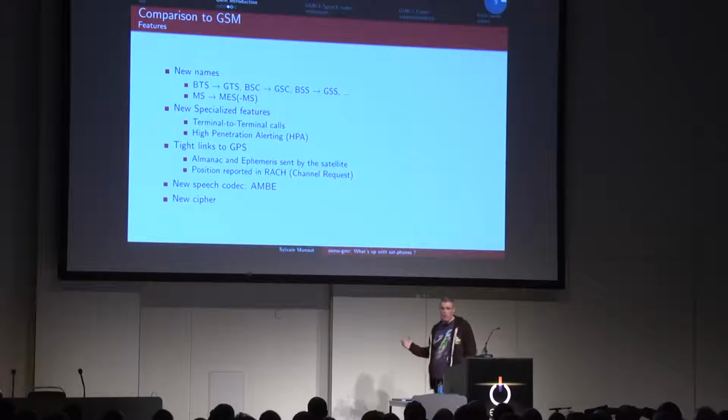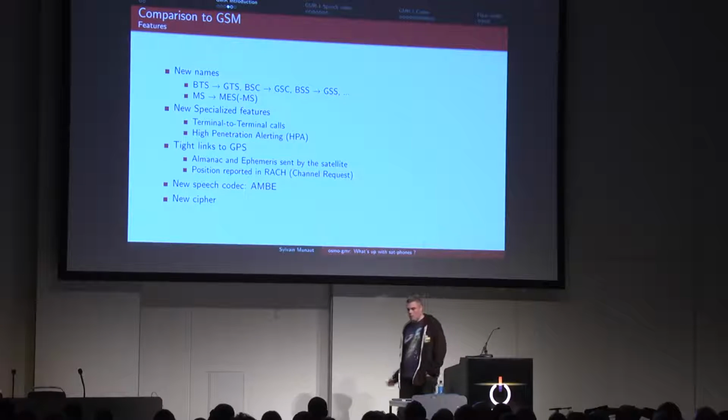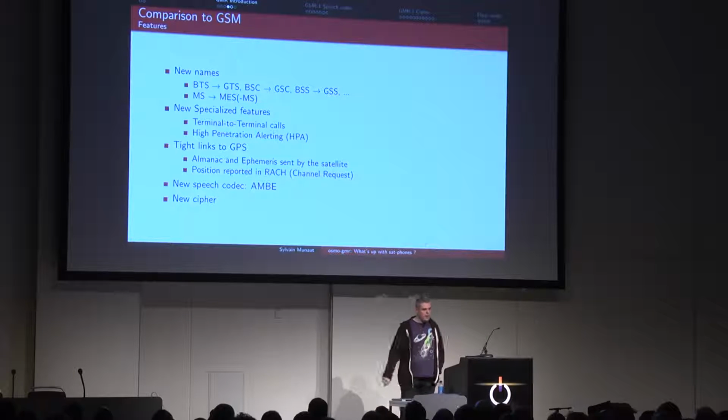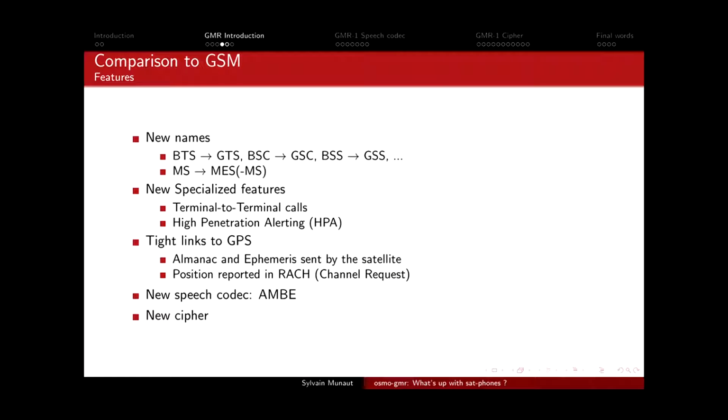Since it's so heavily inspired by GSM, it kind of makes sense to compare it to it. The first thing they did is they renamed everything. So basically, instead of a base transceiver station, you have a geo transceiver station. Instead of a base station controller, you have a geo station controller. Instead of a mobile station, you have a mobile Earth station. Then they did some actually useful stuff, like use specialized features for satellites.